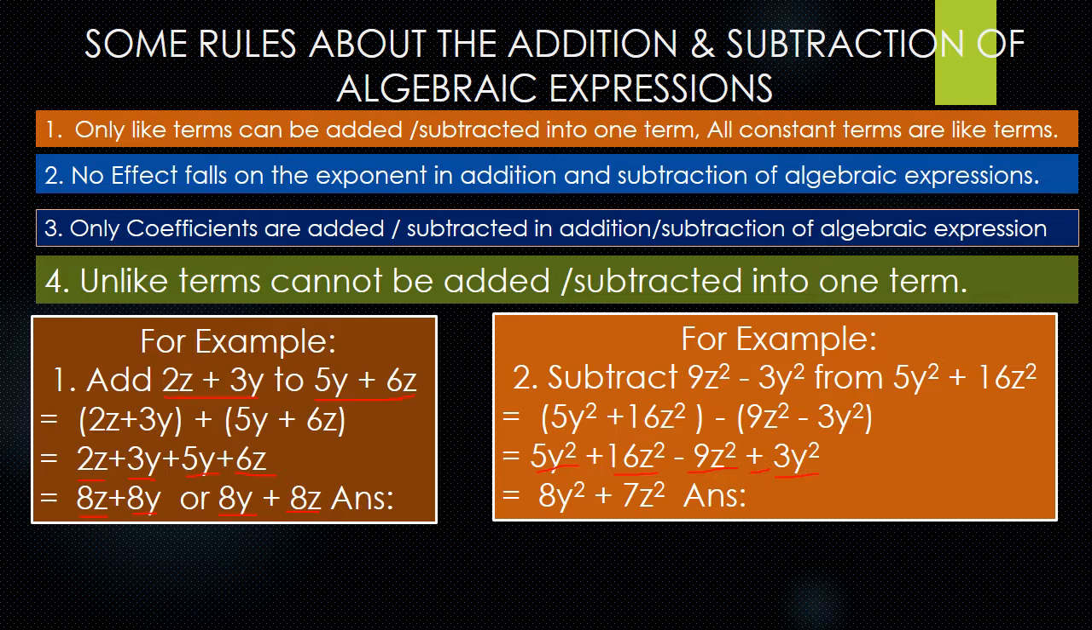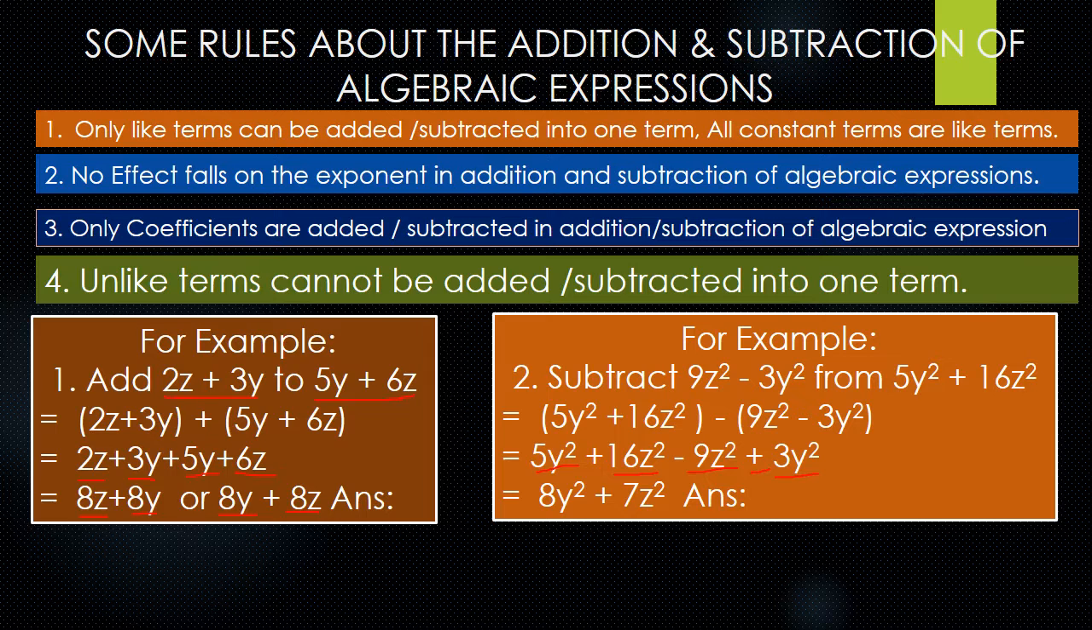Unlike terms cannot be added or subtracted into one term. What are like terms and what are unlike terms? About this I have already told you in my previous lecture. If you haven't watched my previous lecture, lecture number 2, you are advised to watch that lecture for like terms and unlike terms. So like terms can be added and subtracted, while unlike terms cannot be added or subtracted. And all those constant terms, I have already told you about this in my previous lecture.